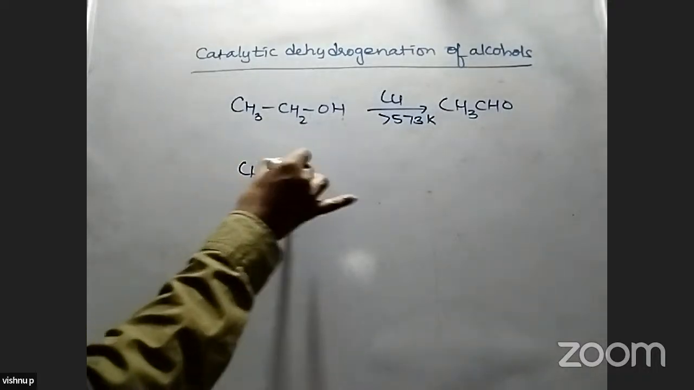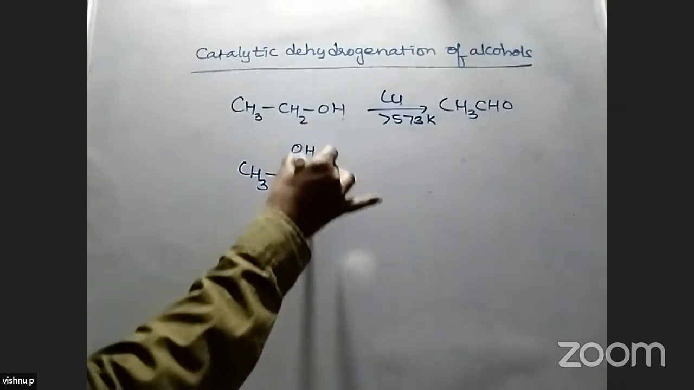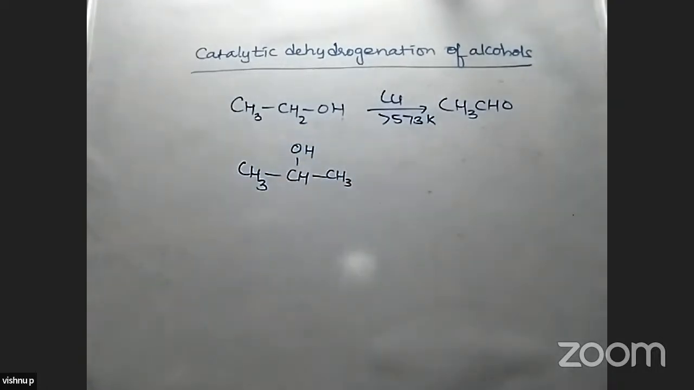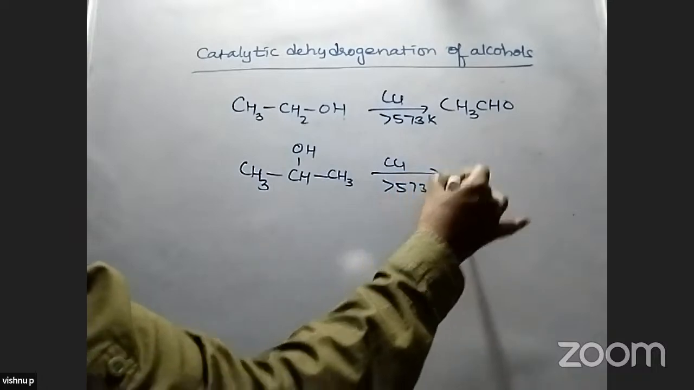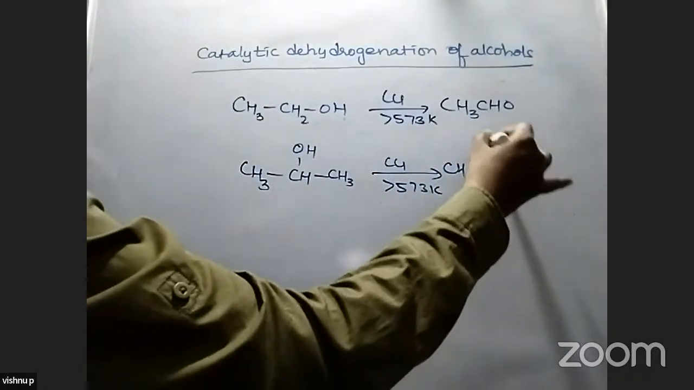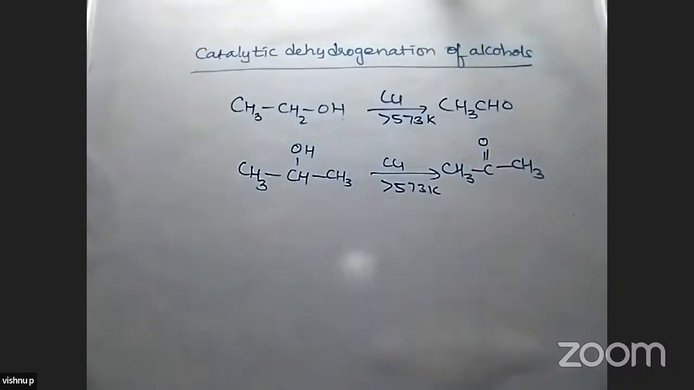If we take a secondary alcohol, once again, a secondary alcohol means that the OH group is attached to a secondary carbon. A secondary carbon means it is attached to two other carbons. Again, in presence of copper at more than 573 Kelvin, what compound is formed in this reaction? A ketone is formed in this reaction. So primary alcohol gives aldehyde, and secondary alcohol forms a ketone.